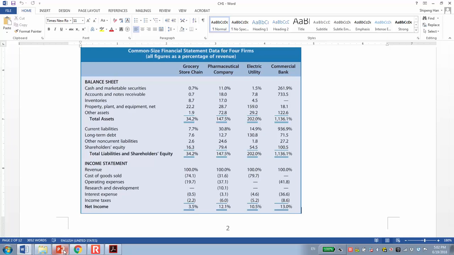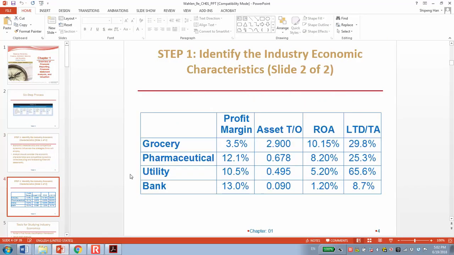Let me switch to the PowerPoint. Here is a summary of these ratios. Again, we can see grocery store chain, the profit margin is low, but asset turnover is high. And we know ROA is a product of profit margin and asset turnover. Although the profit margin is low, higher asset turnover make up to achieve a reasonable return on assets.